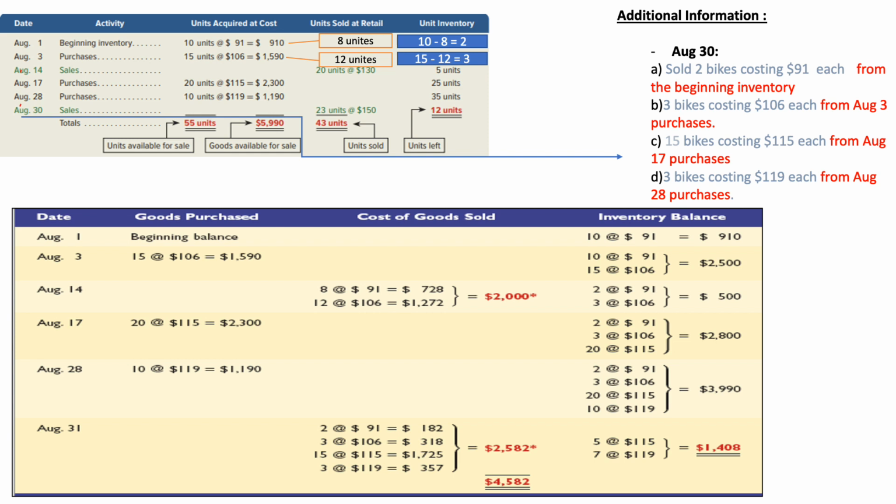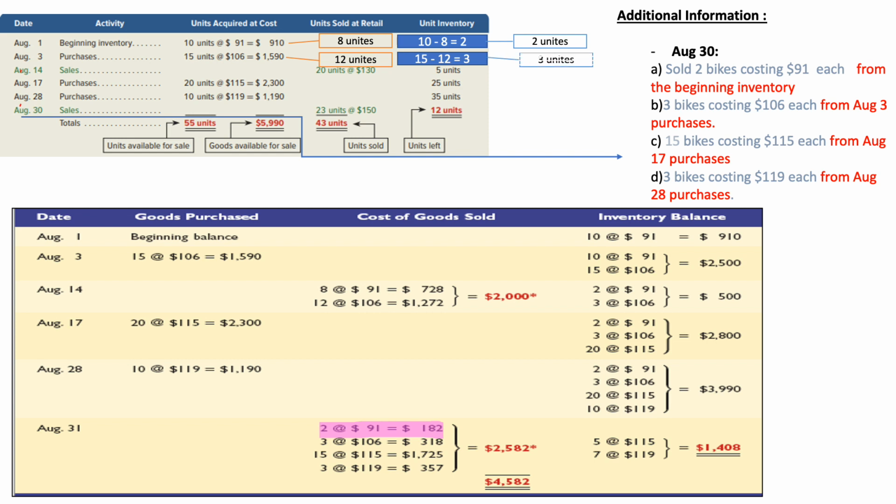So they say in A, they sold 2 bikes costing 91 from the beginning inventory. So they took the 2 last units and sold them from the beginning inventory. That's why I'm going to record the information in the cost of goods sold as highlighted. Why? Because we are doing some sales. If we are doing some sales, I'm going to record the information in the cost of goods sold column. So I'm going to record 2 multiplied by 91.